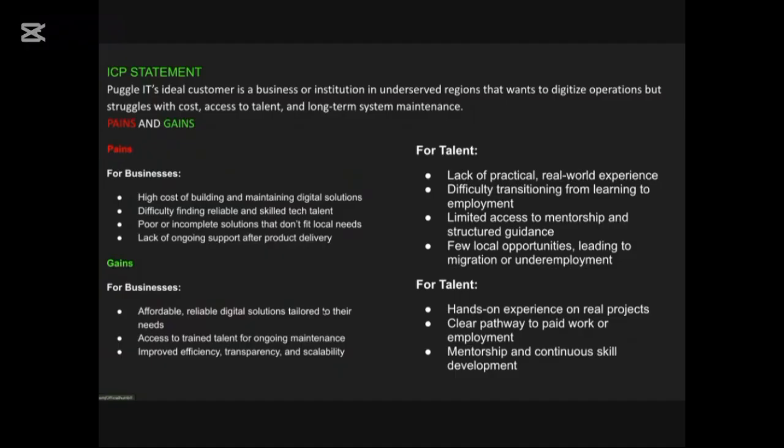Then they have limited access to mentorship. That's the pain for talent, right? And then there's the lack of local opportunity, leading to migration or underemployment, because mostly we don't see that we need to train to retain. Many of these talent go through a lot doing things for themselves, so they don't see a reason why they should come back and waste those resources.